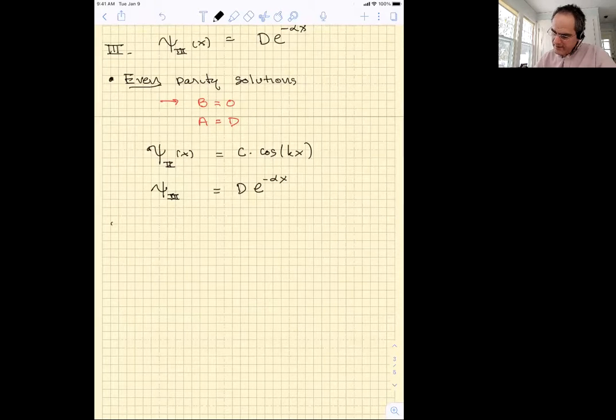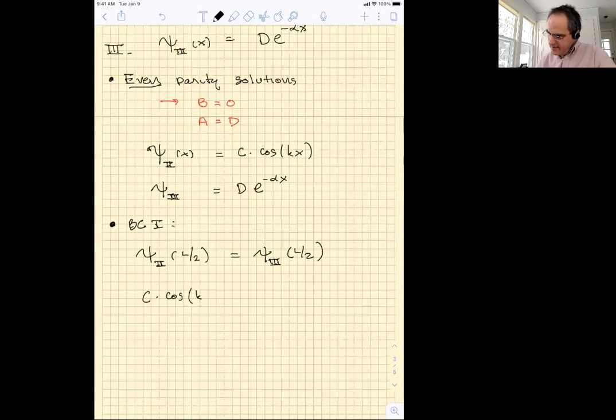Okay, now we can start to use our boundary conditions. So boundary condition 1 tells me that the amplitude of the wave function psi 2 at x equals L over 2 must equal psi 3 at x equals L over 2. Okay? And so that means that c times cosine of k L over 2 must equal d times e to the minus alpha L over 2. All right? That's our first equation.